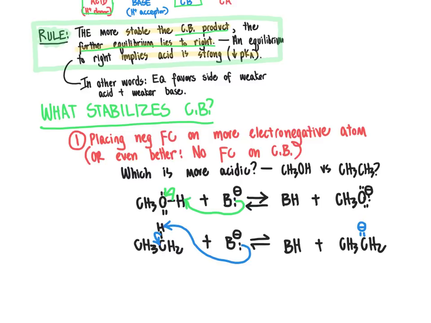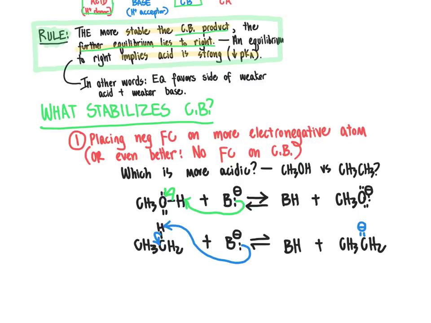So asking the question of which is going to be more acidic, methanol, our 1-carbon alcohol, or ethane, our 2-carbon alkane, we see that by placing the negative formal charge on the more electronegative atom, that's going to lead to a more stable conjugate base. So we need to compare our conjugate bases here. So our conjugate bases are CH3O- and CH3CH2-.